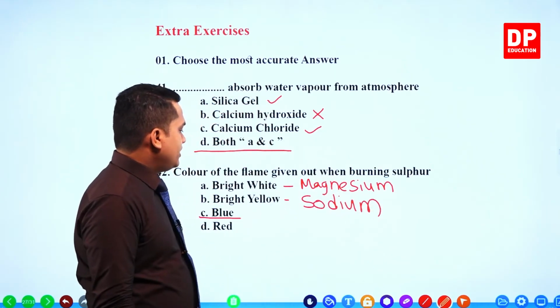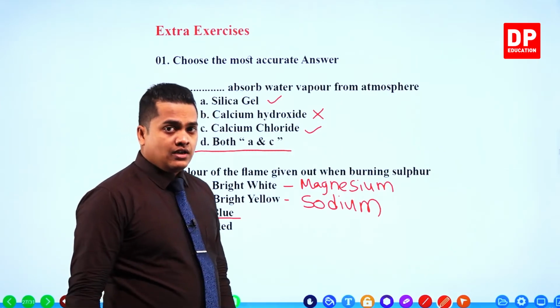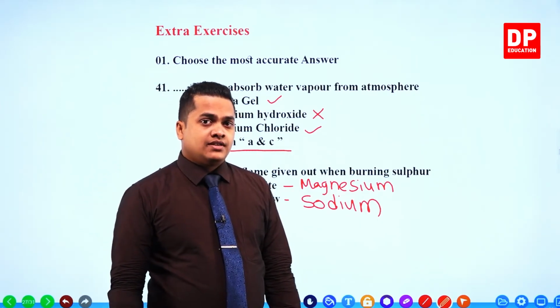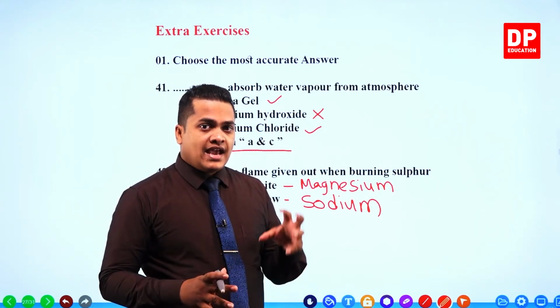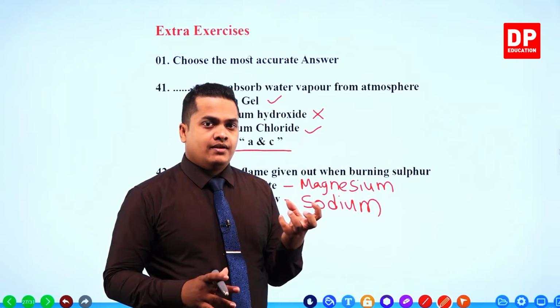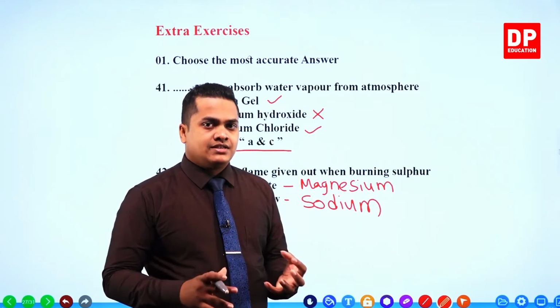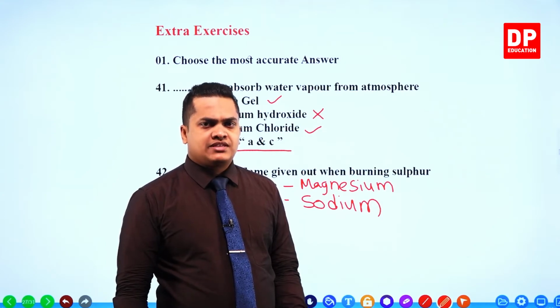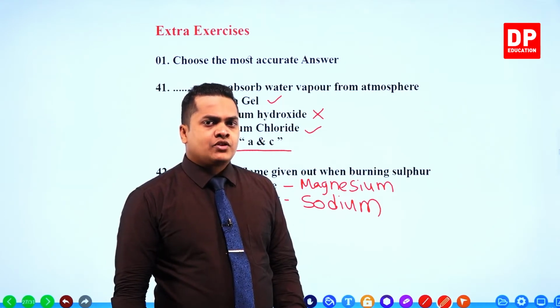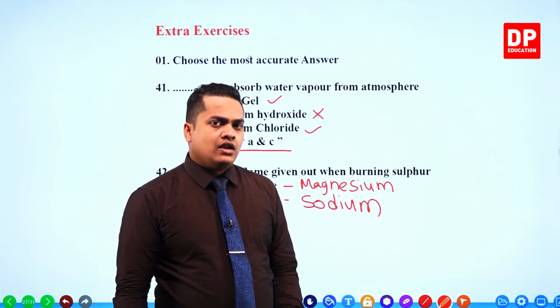Sodium gives out a bright yellow color flame in the street lamps that we use on highways, which have a bright yellow color light. It's because of the sodium vapor that we use inside them. Sodium is a type of metal that we use to get a bright yellow color flame.